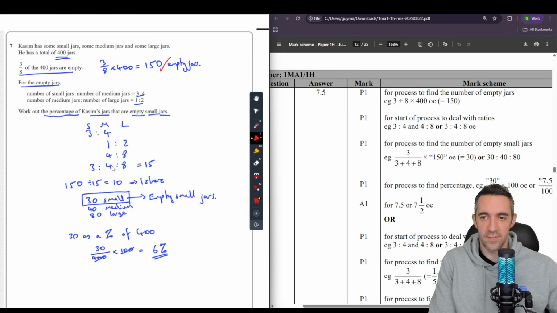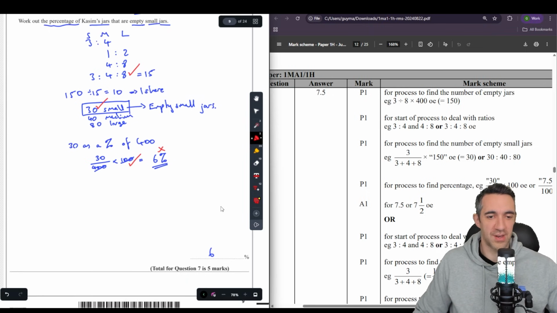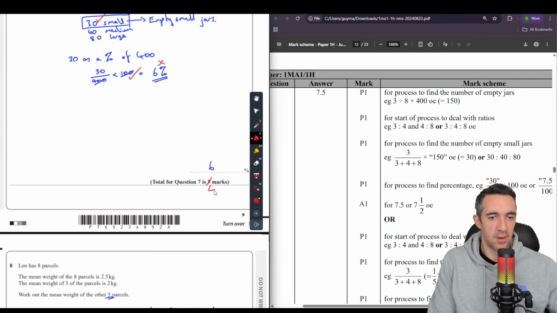So 3 to 4 and 4 to 8 or 3. Yep, 3 to 4 to 8. We did that. Fantastic. Find the number of empty small jars. So the 30. Yep, we did that. There's mark number 3. And then process to find percentage. I see. I thought we'd have to write this sum. Yeah, so I was glad I did that. I wasn't sure. And then finally we got the answer wrong. It should have been 7.5. So we mark that. So there we are. Fantastic. Yes, we got 4. Playing the game.